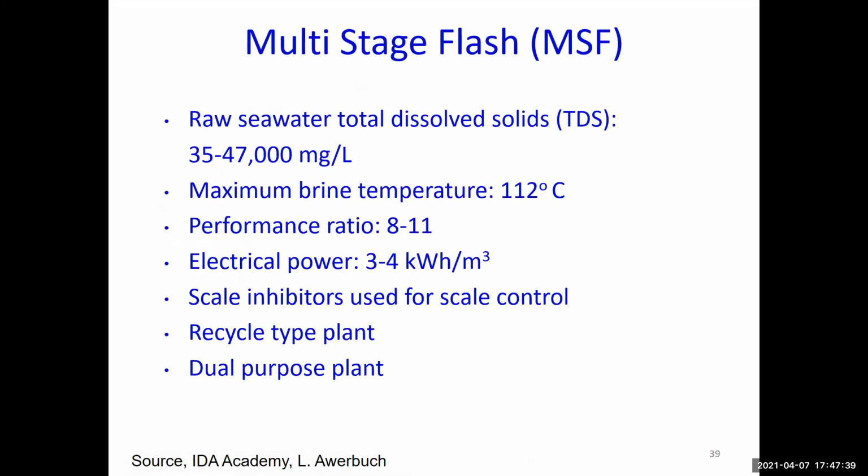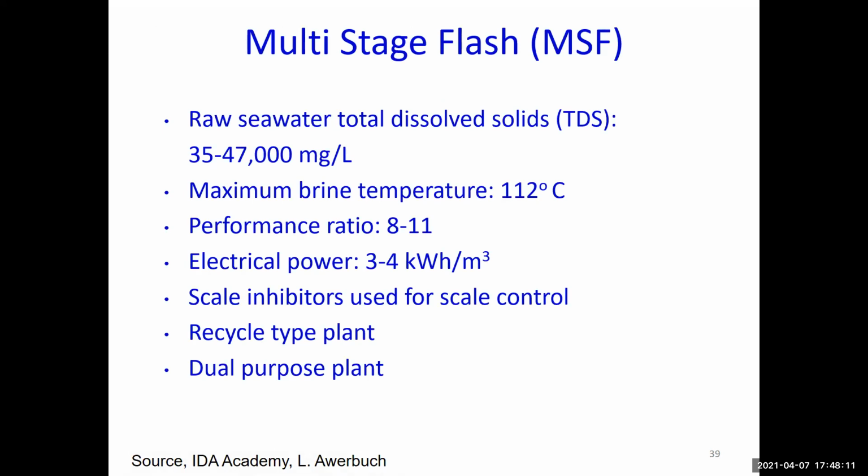These are typical numbers: the seawater TDS, total dissolved salts, is in the order of 35 to 47. Actually, here it is 46 in the Gulf, by the way, so we are at the upper limit, and sometimes it slightly exceeds that. As of today, the maximum brine temperature is 112 in the running units, the commercially producing units. Why am I saying that? Because some units are not commercially producing, and they are only pilot units for testing.